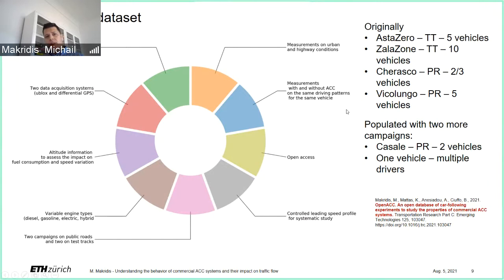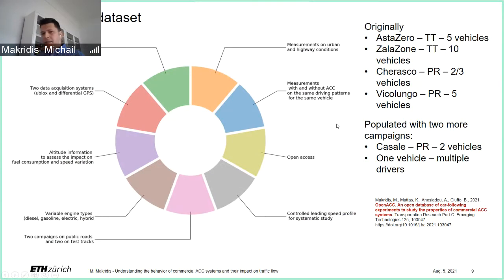And so this first version of the OpenACC database has 27 models, 17 brands. It has measurements with differential GPS and u-blox devices, which are portable devices plugged on the vehicle with GPS and accelerometers. We have altitude information for fuel consumption studies. We have different powertrains: electric, hybrid, diesel, and several campaigns, as I told you. And one of the most important things for me is that it's open access. So the idea was to create a hub where people can load their data sets. If you have something with or without ACC that is similar to those experiments, you can, of course, contact Biagio, and I'm sure that you will be more than happy to include this data set in the OpenACC database.